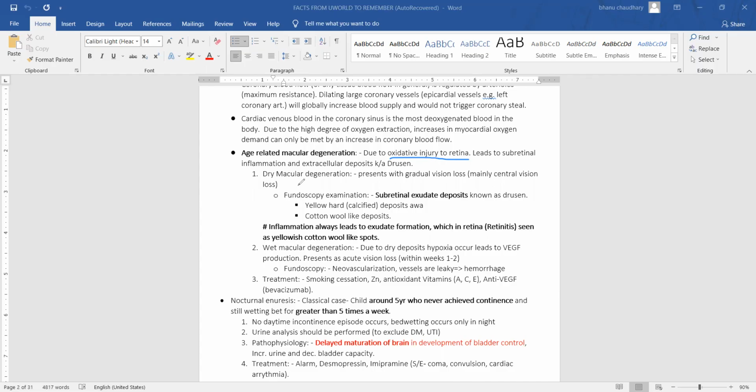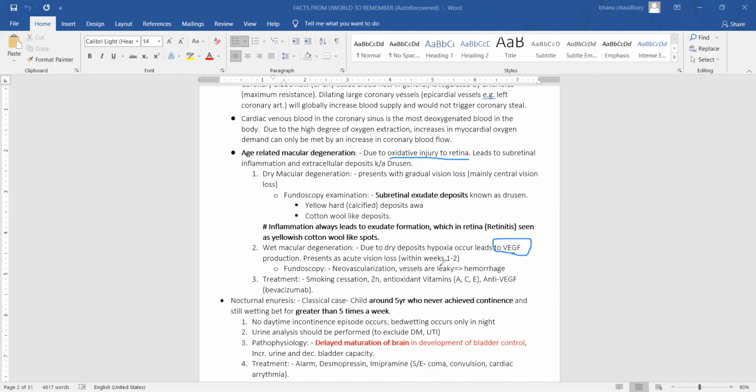Here you have just the oxidative injury to the subretinal layer, and because of that you have a deposition. Once the deposits are there, they will cause hypoxia. Because of the hypoxia, there is a release of VEGF, the vascular endothelial growth factors, and that causes angiogenesis. Because of this angiogenesis, you have new vascularization. These vessels will become very leaky, and that will cause hemorrhage. Because of that, the patient will have a sudden acute vision loss.